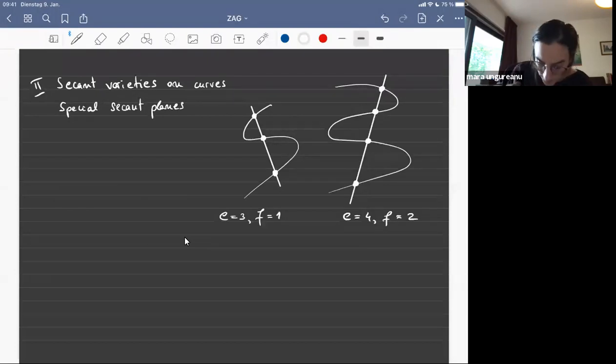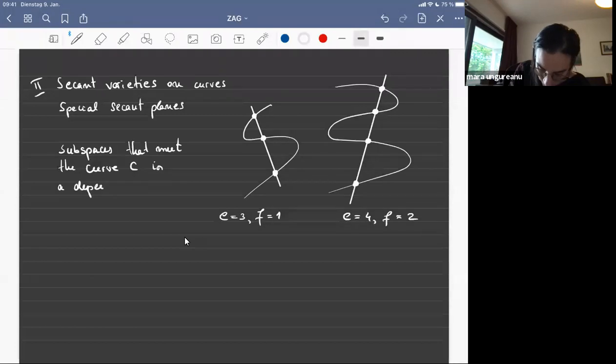So what I mean by these special secant planes is that they are basically subspaces that meet my curve C in a dependent set of points. So this is just slightly rephrasing what we have said just now in order to be able to refine it a bit.